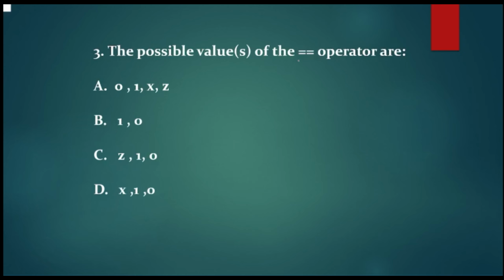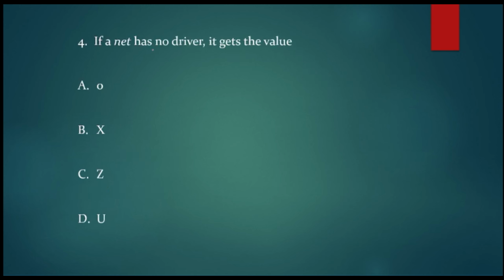So the possible values of the equality operator, as I told you in the previous slide, are three: 0, 1 and x. Z is also considered as x in the equality operator. So 0, 1 and x. If a net has no driver, it gets the value... he is asking the default value of a net. Net is nothing but wire. So he is asking the default value of wire.